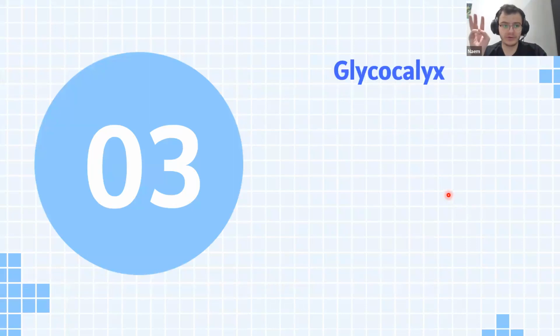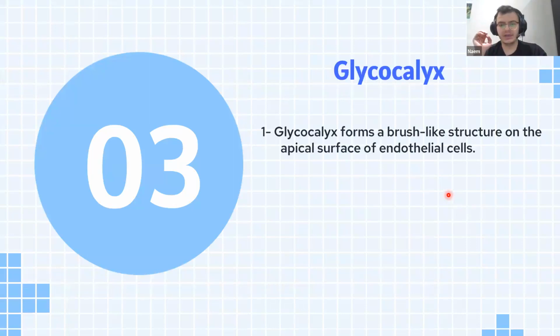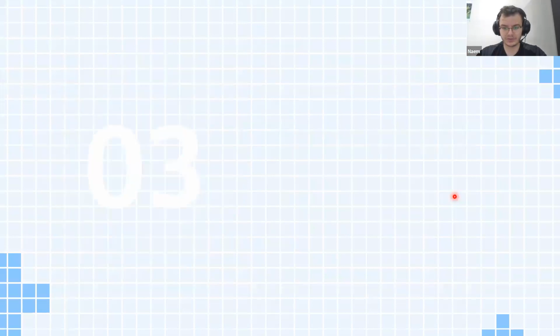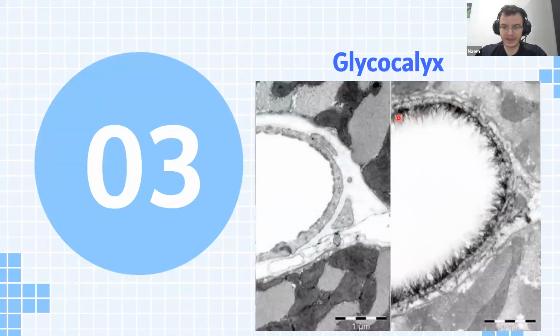Let's talk about the third one, glycocalyx. Now, what is a glycocalyx? First of all, the mechanism of a glycocalyx is very, very similar to the basement membrane. It's basically a brush-like structure, okay? Let me show you the picture. So this is a glycocalyx. You see this? This is what we call these hair-like structures, this brush-like structure. This is what glycocalyx is. Okay, what is the function of a glycocalyx? Just like the basement membrane, it's negatively charged.